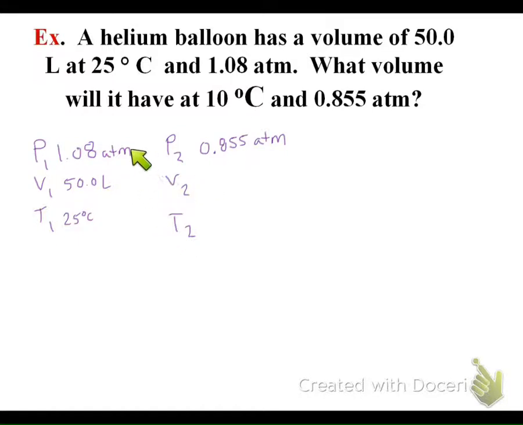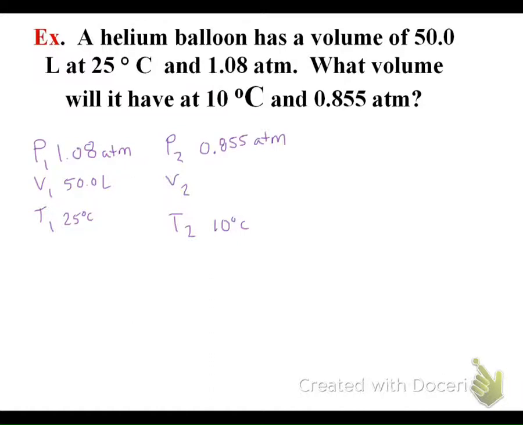Now it's really important, sometimes your pressures or your volumes or your temperatures aren't necessarily going to be in the same units. So you need to make sure, one of the reasons why I like to set it up like this is that now I can see, okay, my pressure is in the same units, it's atmospheres, I'm good to go. If they're not in the same units, then you need to make sure you do a conversion on either one of those two things to make sure that they're in the same units so we can do our division. Our V2 is our variable, and then our T2 is 10 degrees Celsius.